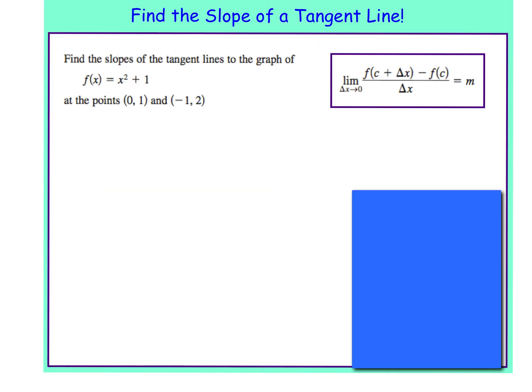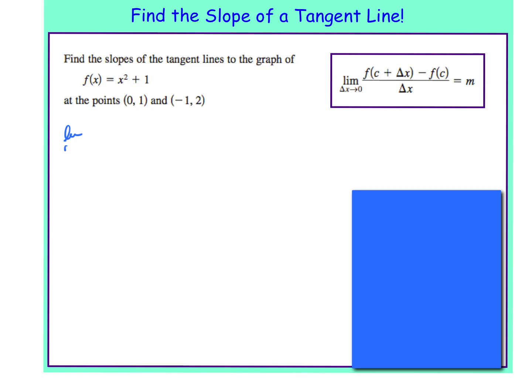All right, function x squared plus 1. So now our function is x squared plus 1, and we're going to utilize it finding the slopes at 0 and at -1. And we'll probably do more than that too. But again, we're just going to substitute in c plus delta x and substitute in c, find its difference, and all that good stuff. All right, so let's set it up.